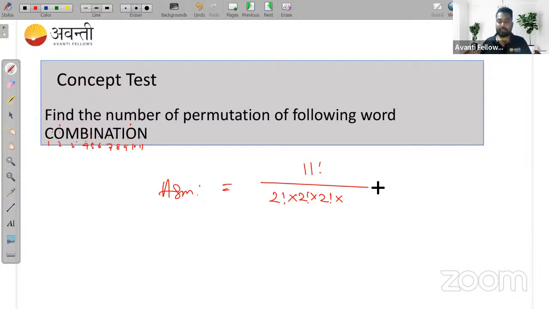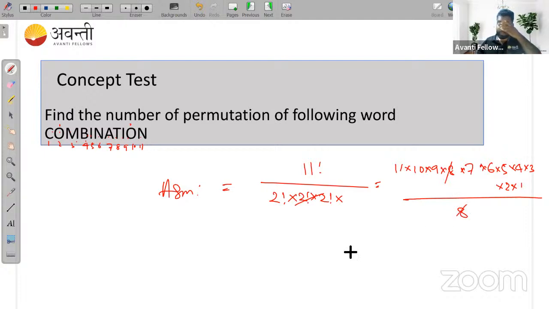We need to calculate this. So that is 11 into 10 into 9 into 8 into 7, 6, 5, 4, 3, 2 into 1, upon 2 factorial into 2 factorial into 2 factorial, which is 8. So we can cancel 8, and 8 will be cancelled out. Let's calculate what the answer is. Okay, so this is the way.